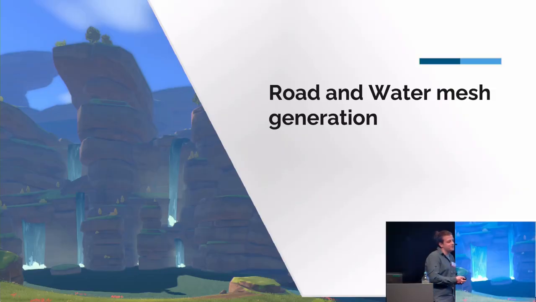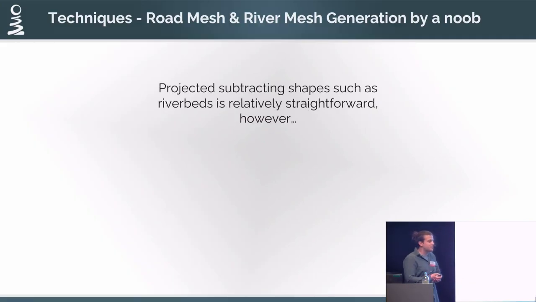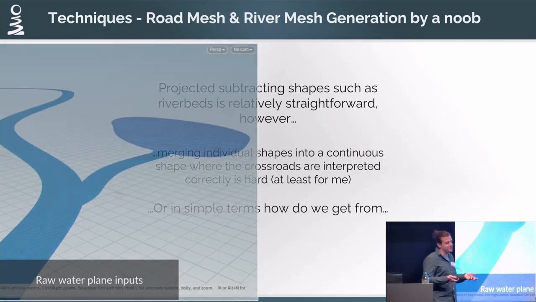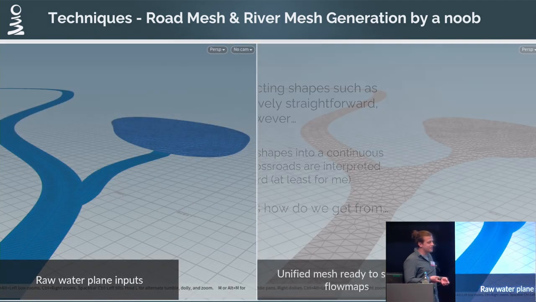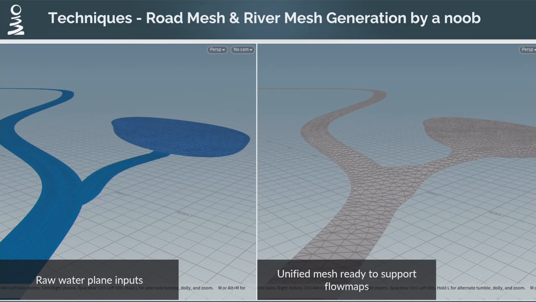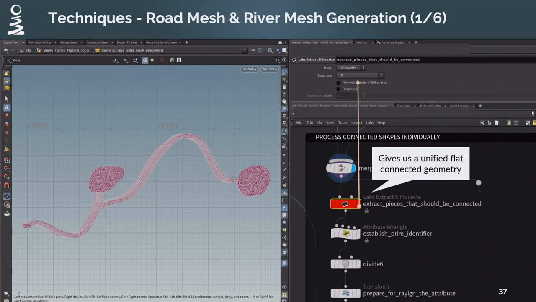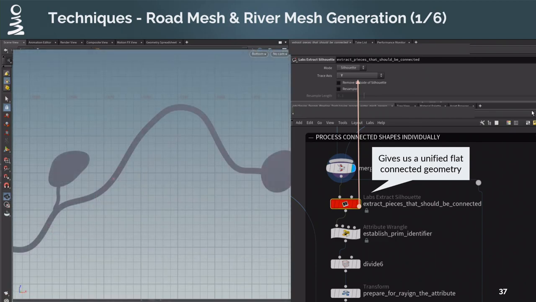In terms of road and water mesh generation, projecting shapes is easy. I can do it, so everybody can do it. However, merging the individual shapes from tools and creating continuous shapes that sit nicely into the terrain, and where the crossroads are interpreted nicely, was hard for me, at least. Or in simple terms, how do we get from these disjointed planes into something that is ready for flow map support and sits nicely into the base of the terrain? We have a super messy input at the start. With a Labs tool, we can get a very good head start, which gives us basically a unified shape that is flattened.